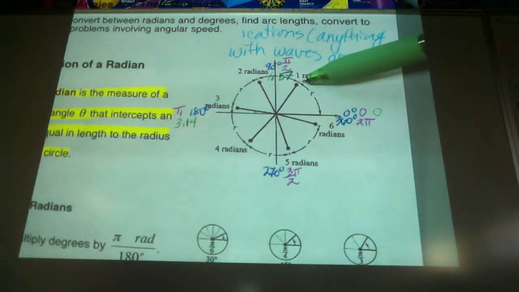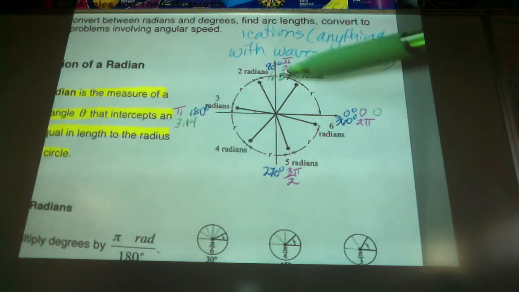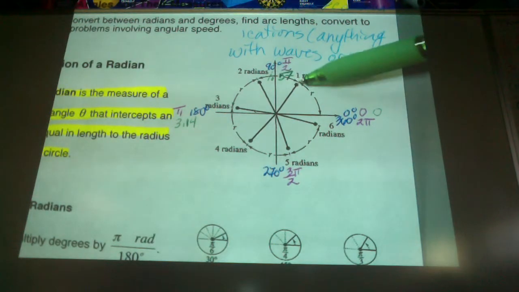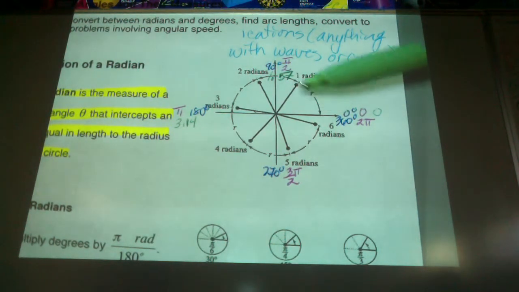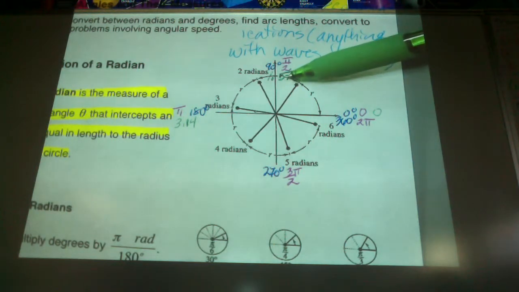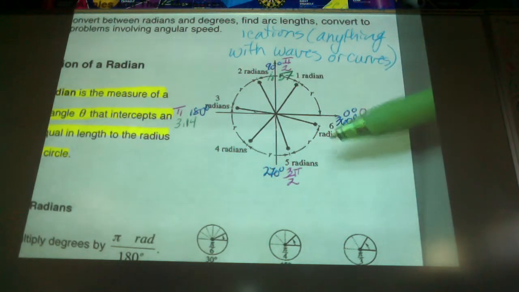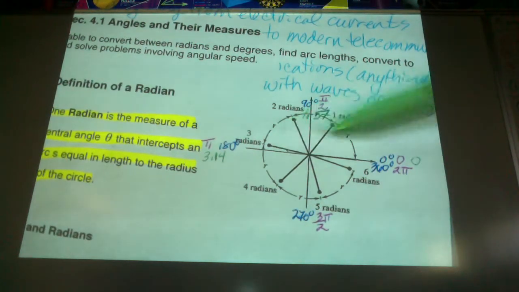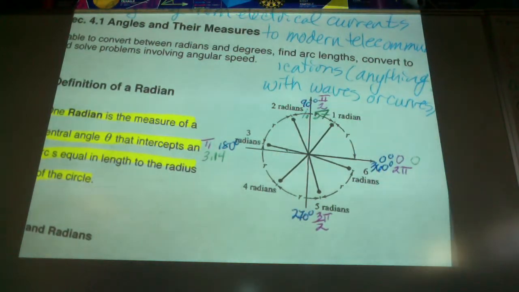From here to here is 1 radian. And then from here to here is 2 radians. Isn't pi over 2 90 degrees? Isn't it a little over halfway between 1 radian and 2 radians? Does it make sense that at 90 degrees this would be 1.57 radians? Because it's just slightly over halfway. So these radians that you see here are the decimal equivalency of the pi version of the radians.